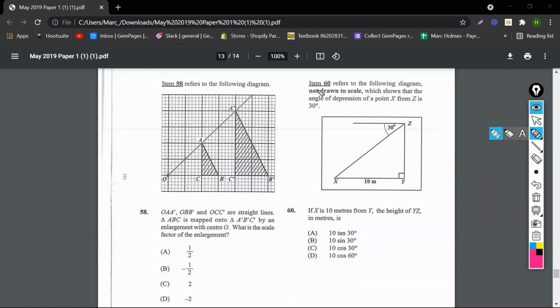And in the last one now, guys, is this one. It says here, item 60 refers to the following diagram not drawn to scale, which shows that the angle of depression at a point X from Z is this. So they're asking you for the height YZ. So they're asking you for right here. This is the angles of elevation and depression question. So guys, anytime that you see angles of elevation and depression, say it's a tan question. Cool. And they're asking us for this over here, which is the opposite side.